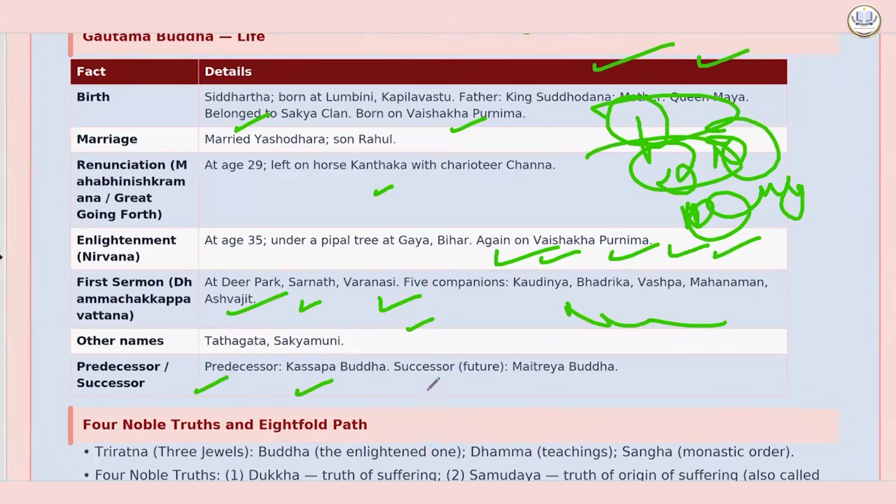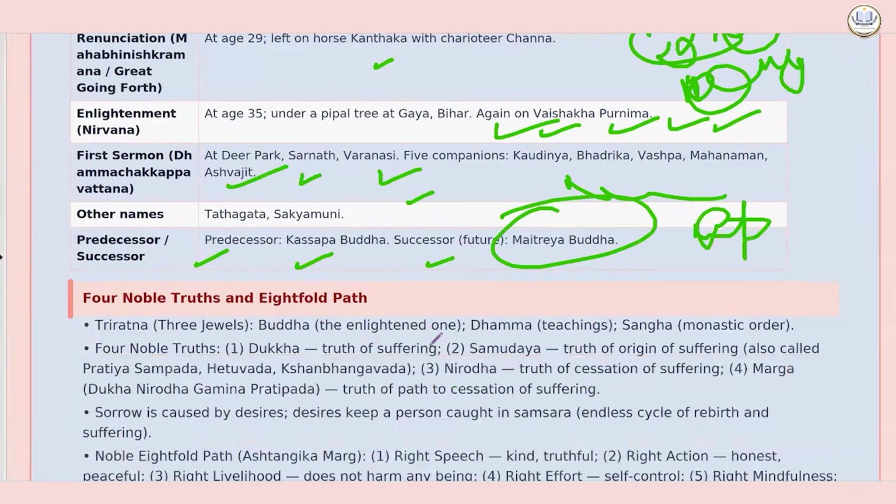Predecessor, Kashyapa Buddha. Successor, Maitreya Buddha, the future Buddha. This has been already asked. 4 noble truths and 8-fold path. So there are 3 Ratna, 3 jewels: Buddha, the enlightened one; Dhamma, the teachings; and Sangha, the monastic order.